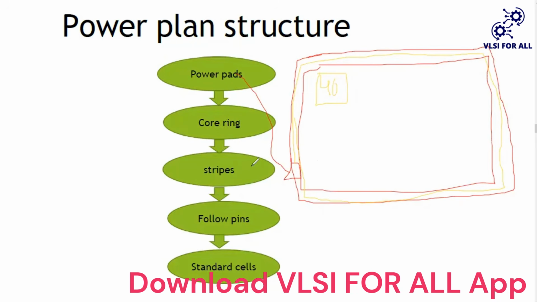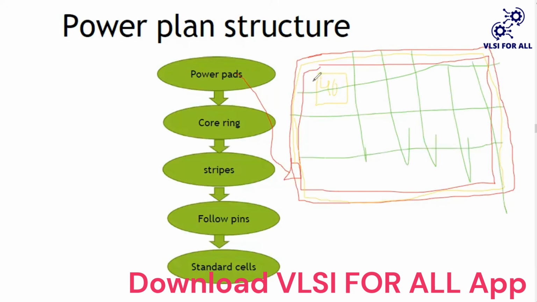Next one is the straps, we can consider them as stripes. The stripes are nothing but horizontal and vertical metal layers across the total design. If you are working at one partition level, that partition's core area connection is there.